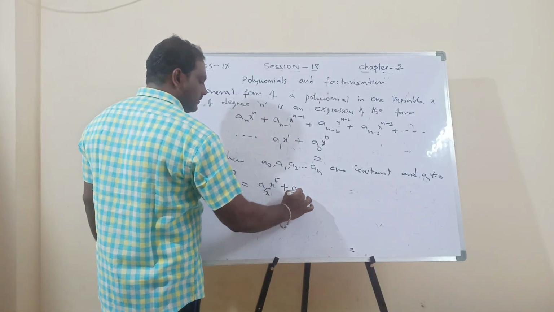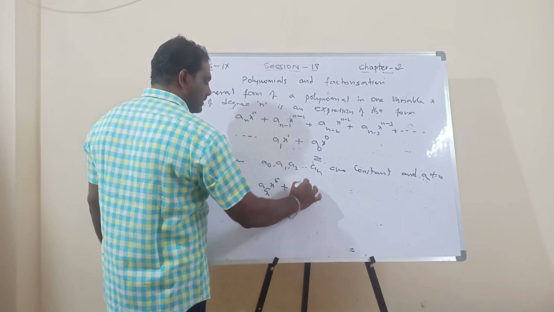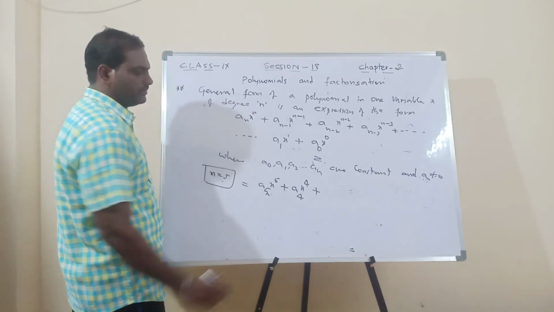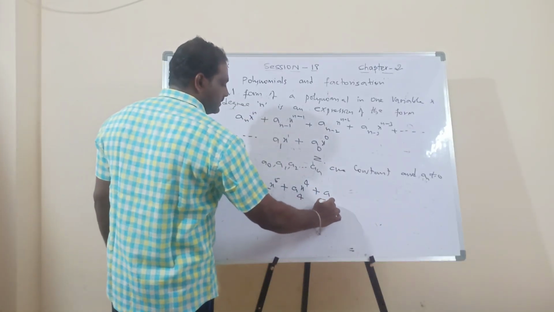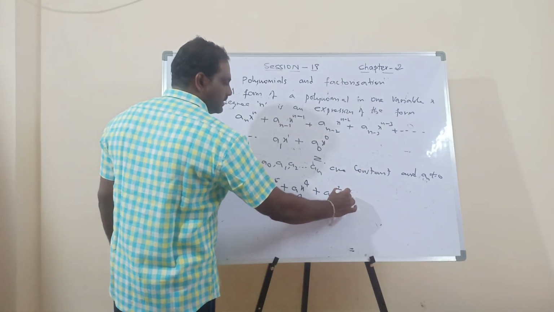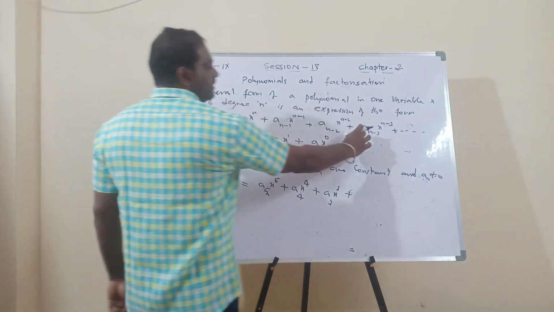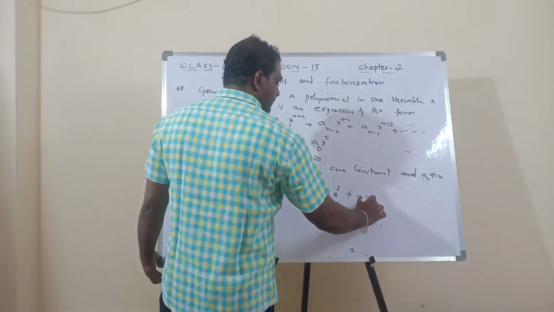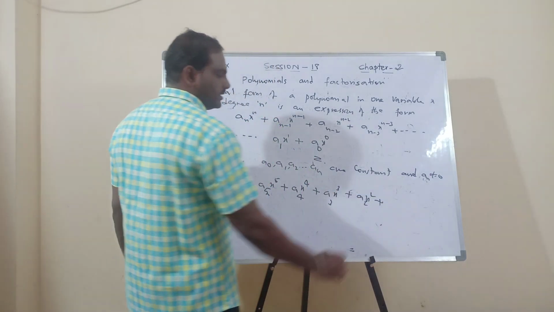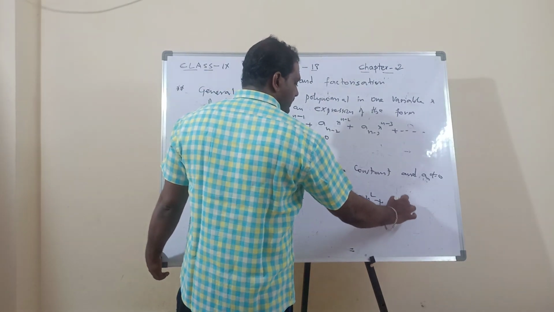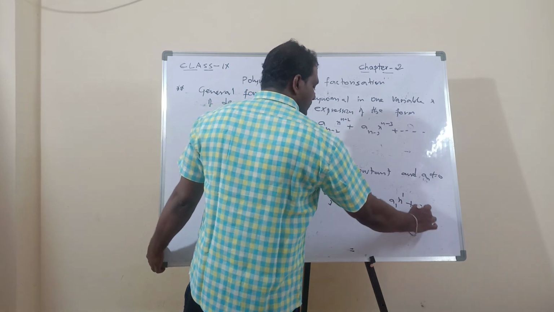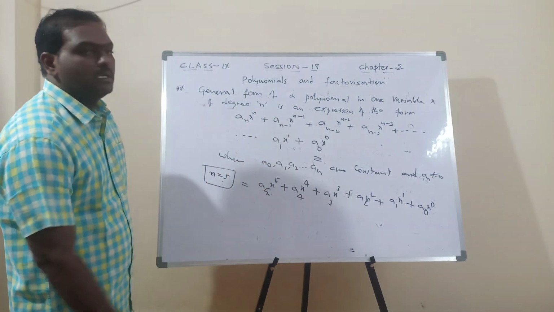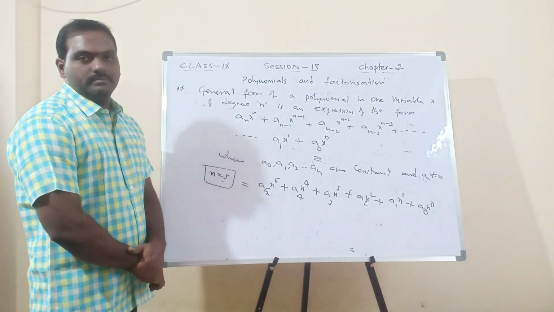How much will it be? 4. a4 x power 4, plus 5 minus 2, that is 3, a3 x power 3, plus n minus 3, that means 2, a2 x power 2. And lastly, what you will get is a1 x power 1 plus a0 x power 0. That means at last you will get the constant term.